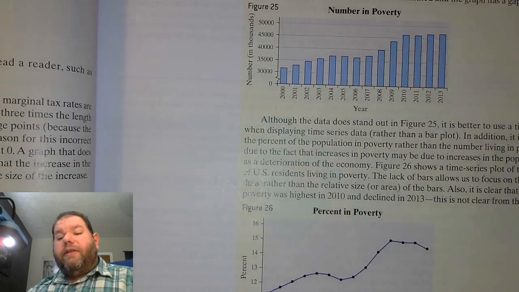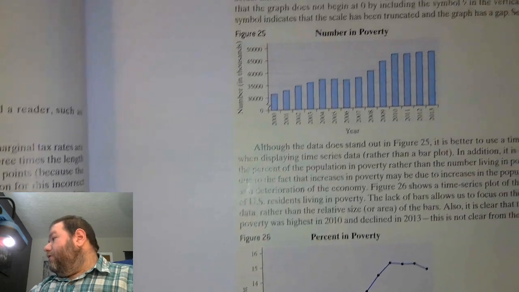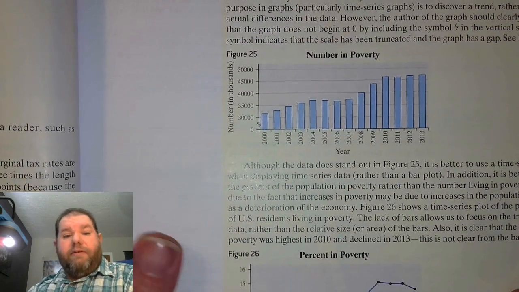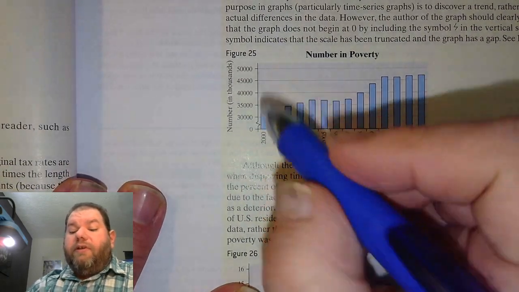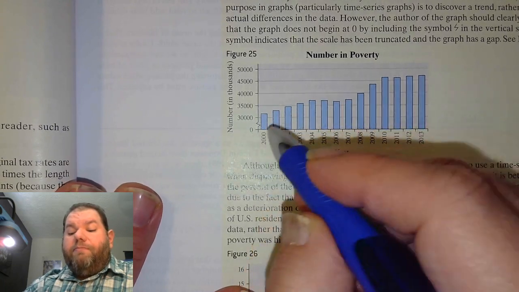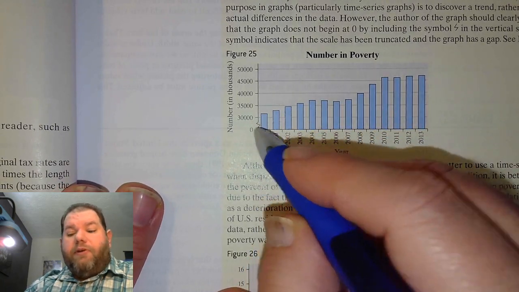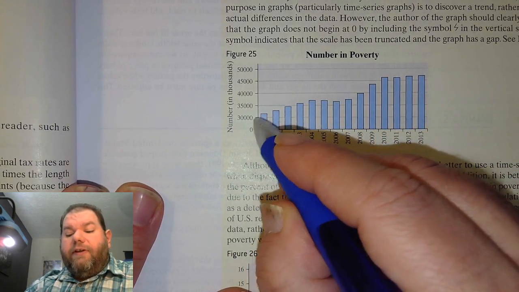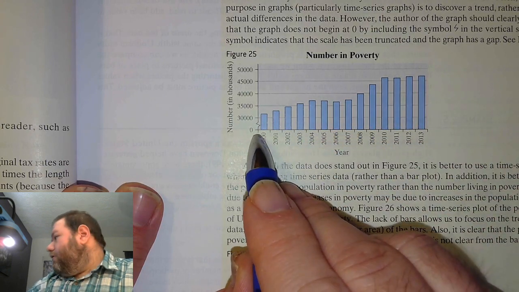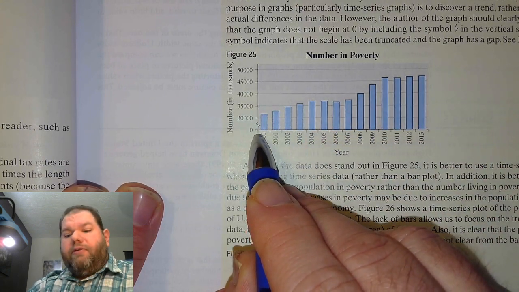Okay, and then an alternative to that, which still lets us show the relative differences from one year to the next, is we start at 0, but then we indicate that there's a gap there by putting kind of this zigzag shape right here. Hopefully y'all can see that pretty well.